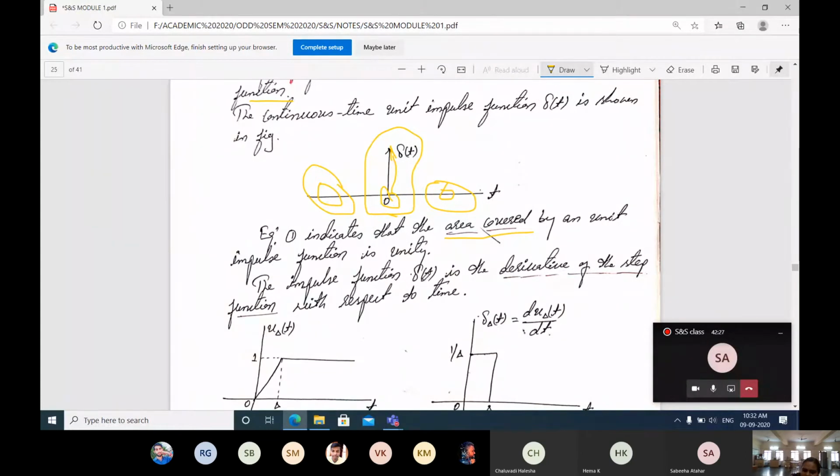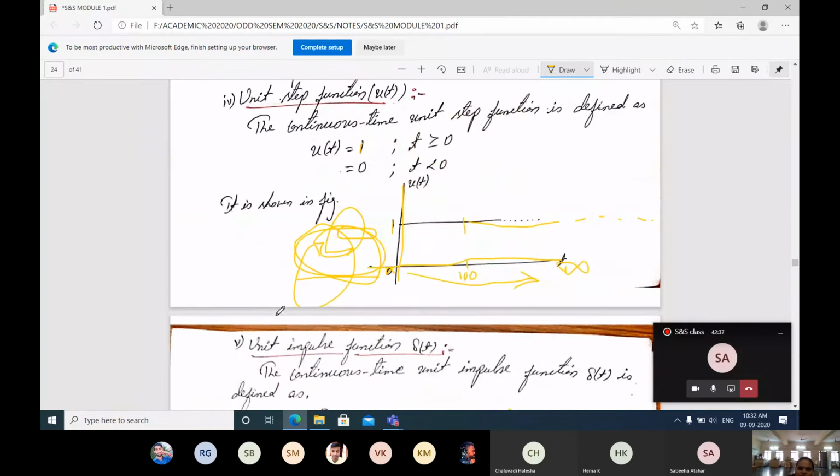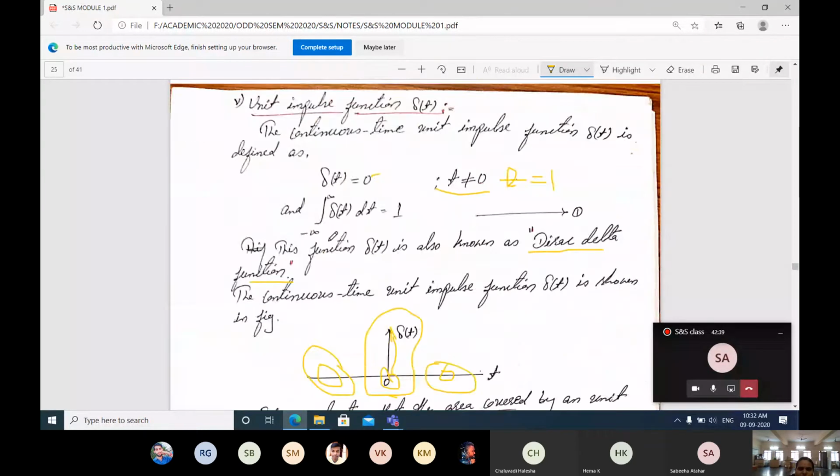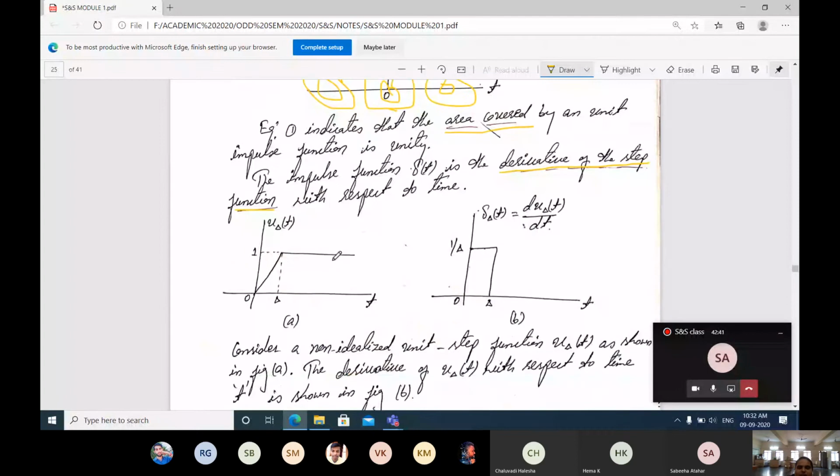The impulse function delta of t is the derivative of the step function. Observe here, it is a derivative. If I differentiate my unit step function, I will be getting my impulse response. Observe here, this is our unit step. Actually from this we will be taking, right? From this it is going on, but actually it's not coming from the 0th position. Somewhat the area will change and it is going further.